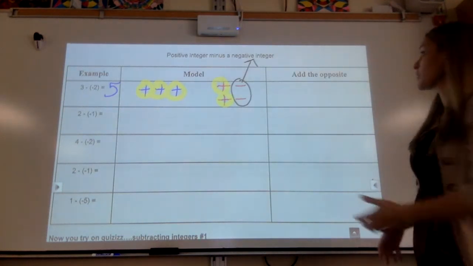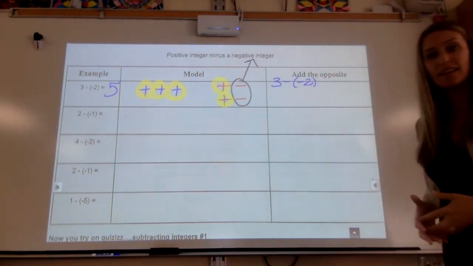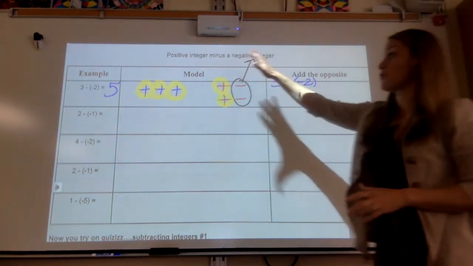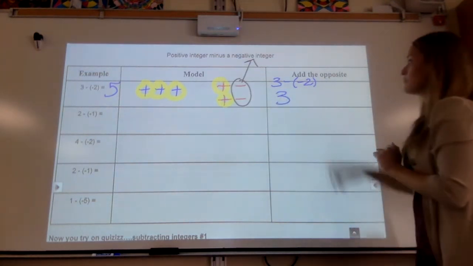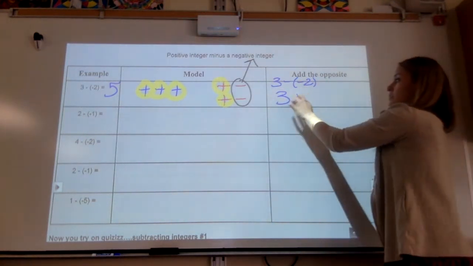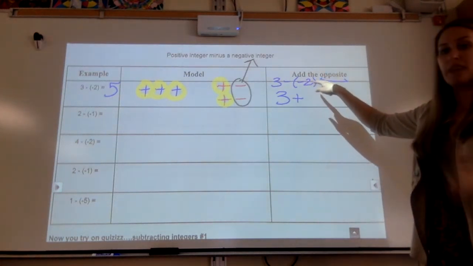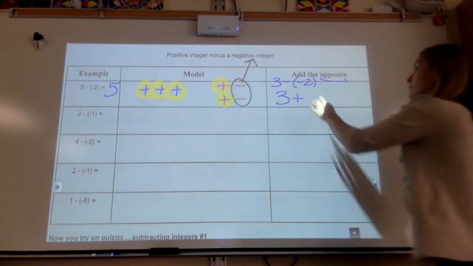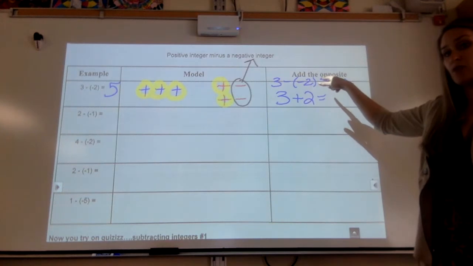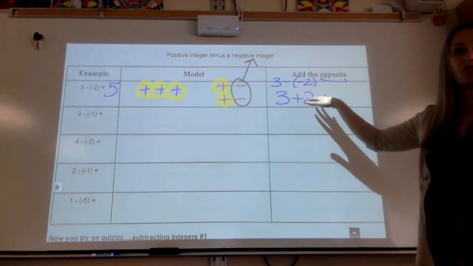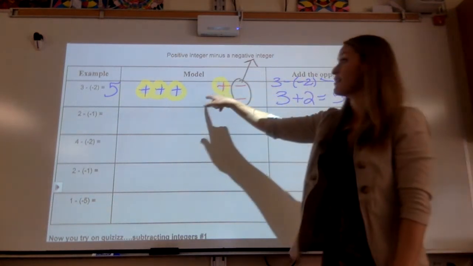So let's take that expression, 3 minus a negative 2, and practice it using adding the opposite. So eventually you won't want to draw tiles, you'll want to use this method. We keep the first number the same. Remember we changed subtraction to? You got it, addition. And then the opposite. What's the opposite of negative 2? You got it, positive 2. So now we've taken what looks like a complicated subtraction question and made it into a very simple addition question. So 3 plus 2 gives you 5, which is what we arrived at with our models.